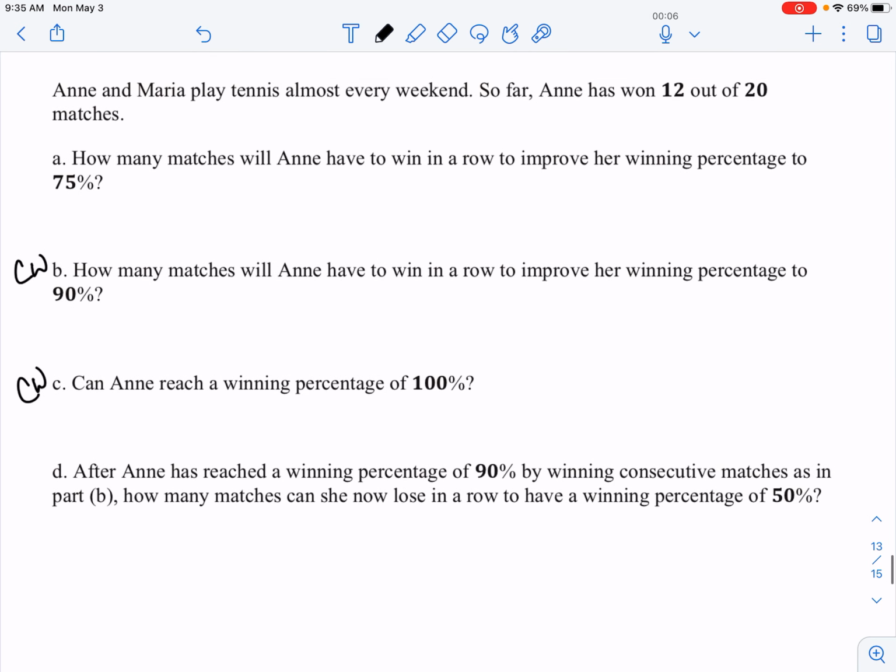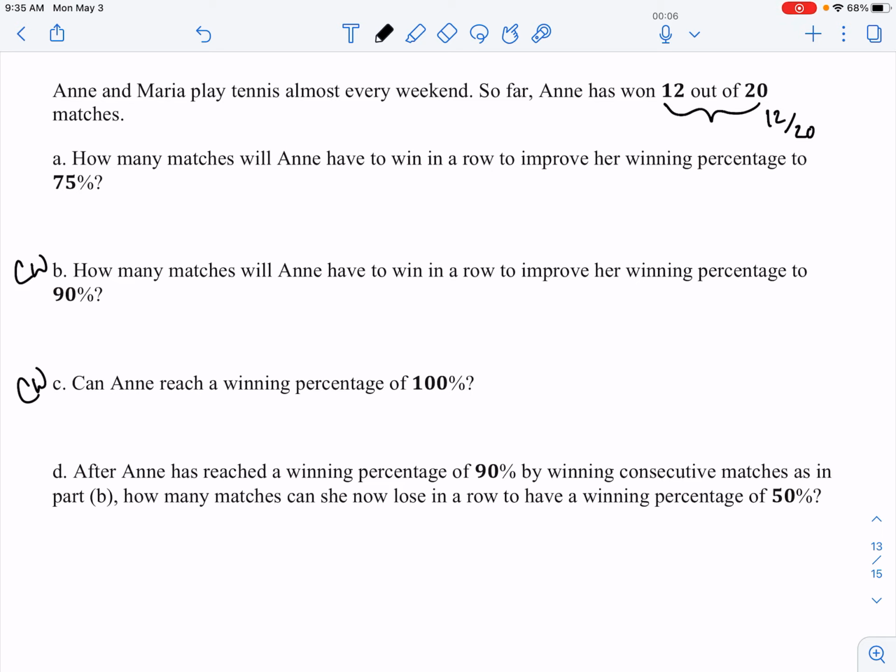So in this example, we have two people that are playing tennis, and it says that Ann has won 12 out of 20 matches. 12 out of 20 is already a key piece of information because it is a fraction, and I know that rational functions are nothing more than fractions, right? So I'm going to do A and D, and then I'll let y'all do B and C.